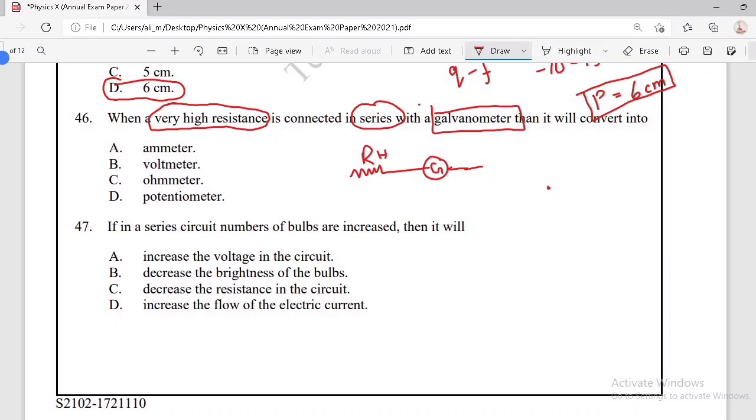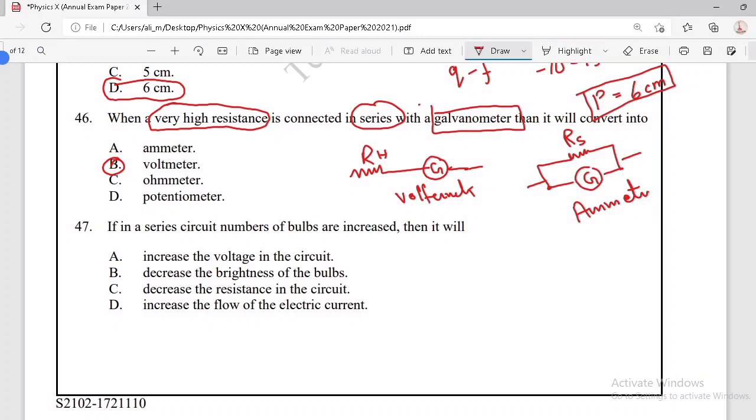Similarly, if we connect this same galvanometer with a very low resistance in parallel, this low resistance is known as shunt resistance, and the galvanometer is converted into an ammeter. So the correct answer for this question is voltmeter. Option B is the right answer.